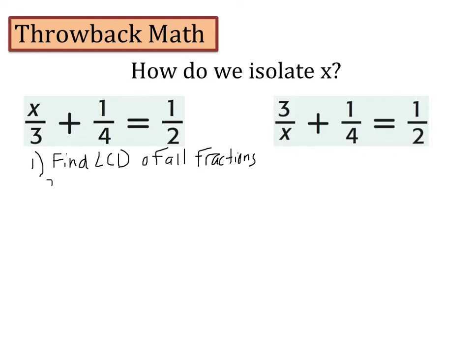So my denominators are 3, 4, and 2. So my lowest common denominator is 12. Then once I find the lowest common denominator of all the fractions, I want to multiply each fraction by the lowest common denominator.